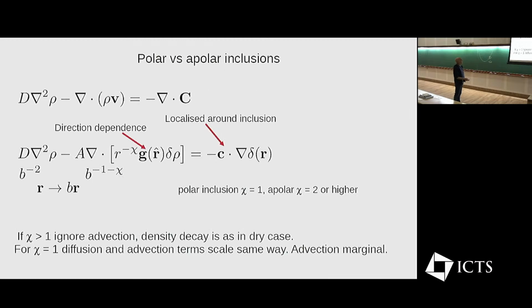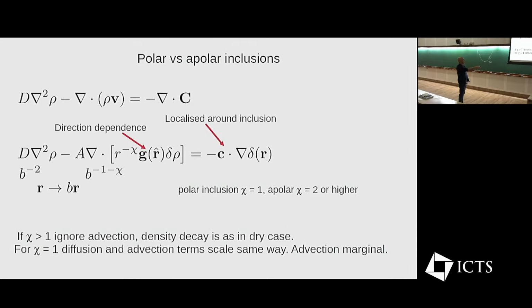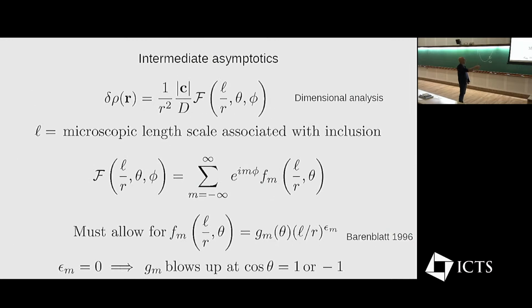Okay, and on general dimensional grounds, you might think that, look, all I've got is this source strength, and I've got diffusivity, and delta rho should just be 1 over r squared times the source strength over diffusivity times some function of direction.